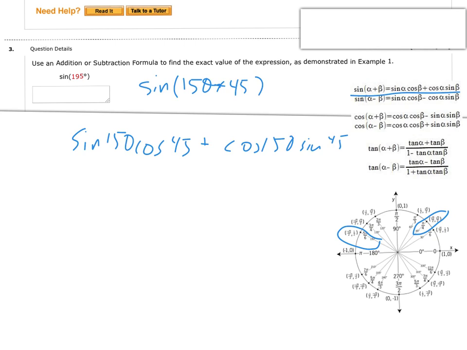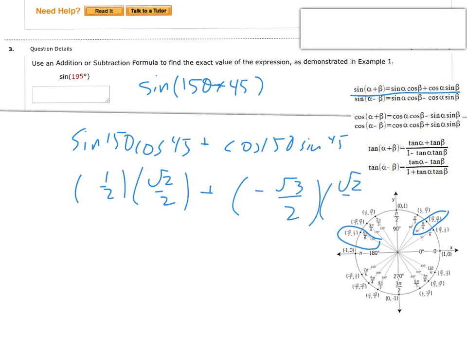After that, it's going to look very similar to the last question. So this would be 1/2, and then rad 2 over 2, and then this would be negative rad 3 over 2 and rad 2 over 2. So this will become rad 2 over 4 minus rad 6 over 4. So rad 2 minus rad 6 all over 4.